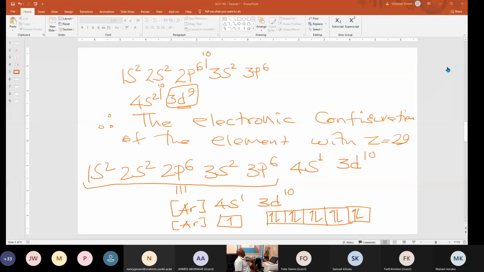You have my periodic table. Do you have the periodic table I shared? It is in the notes. There's a whole Kiswahili English periodic table I shared, and this Kiswahili English periodic table has got the abbreviated electronic configuration of all the elements. You did not see it, Felix? Let me just open it.